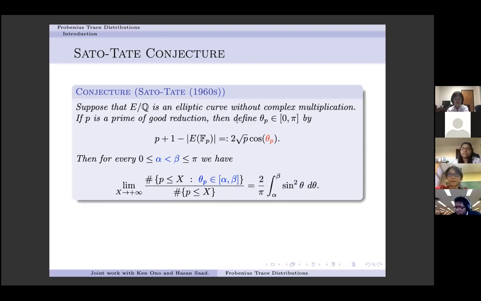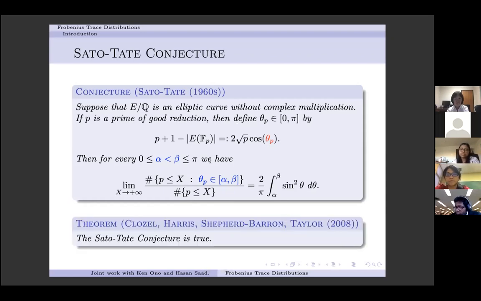This conjecture was open for a long period of time. It was proved by Taylor and his collaborators in 2008. The conjecture is quite deep, and it is hard to prove. After the Sato-Tate conjecture was proved, there are many other directions where people find the distributions of varieties, or in fact elliptic curves over totally real number fields. They studied in those directions.